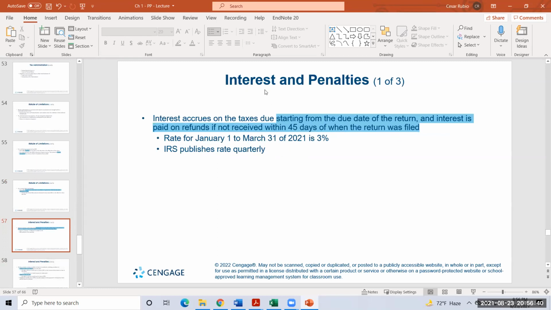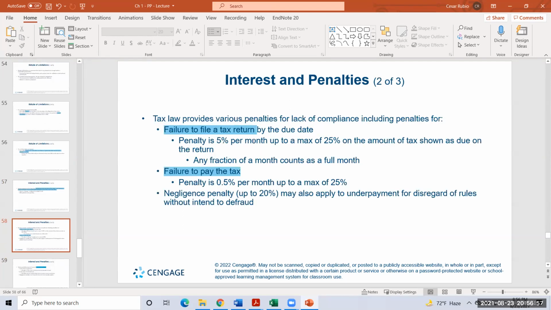If you file late or you don't file, that's also not being in compliance, which means the IRS can assess interest and penalties. These are the 2 reasons, right? Failure to file, failure to pay. So if you do file your tax return on time but you don't pay, then the penalty is 0.5% per month, up to 25%. But if you don't file and you owe taxes, now you have both.